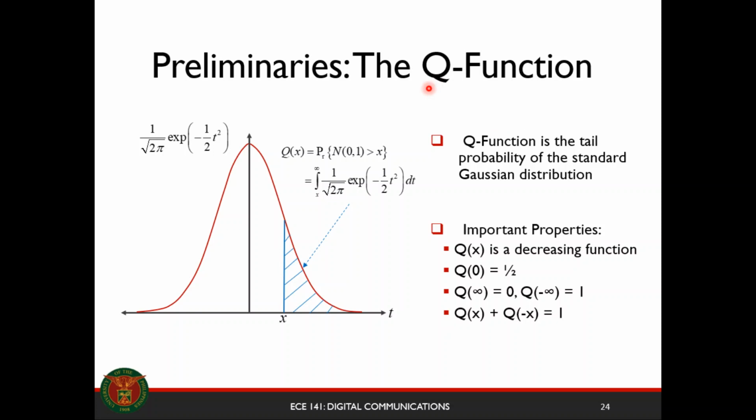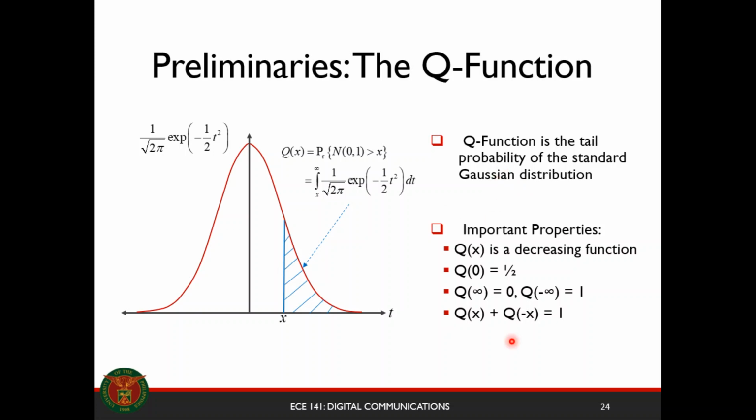So the Q function, right, let's define the Q function. Q of x is basically the probability that our normal distribution is greater than some value x. As x increases, your area under the curve right here approaches 0. So it's a decreasing function. Basically, it's the complement of the cumulative distribution function for your Gaussian distribution.